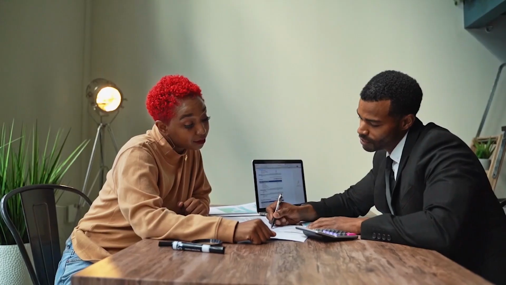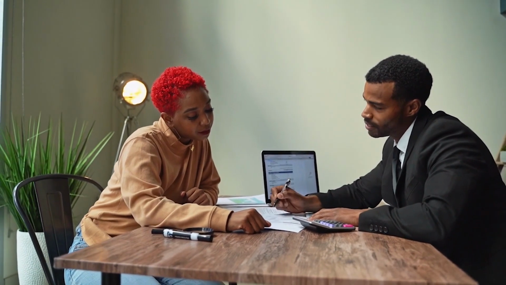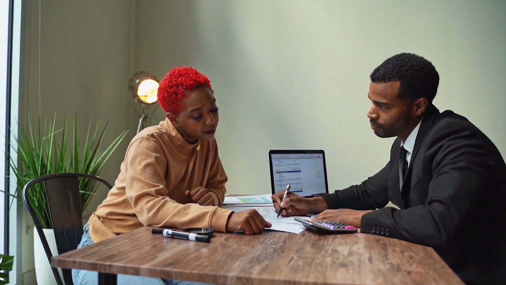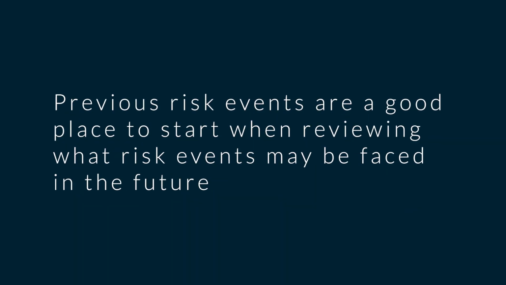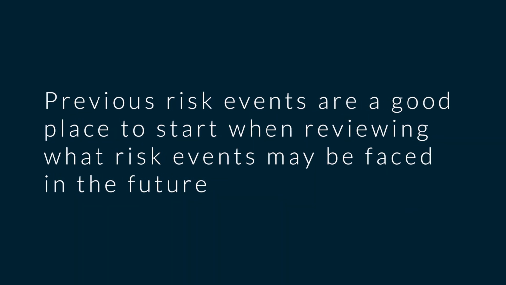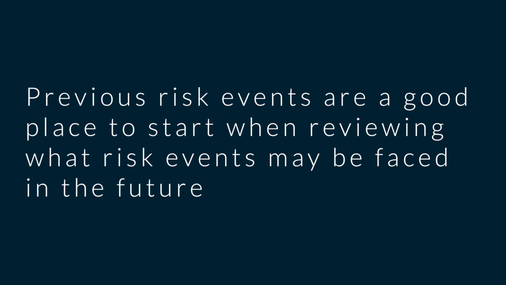But the key thing here, as you're going through this, is that you shouldn't just assume that all the numbers you crunch are important, okay? And therefore start panicking. Previous risk events are a good place to start when reviewing what risk events may be faced in the future. But you still have to take into account the black swan events, meaning what?